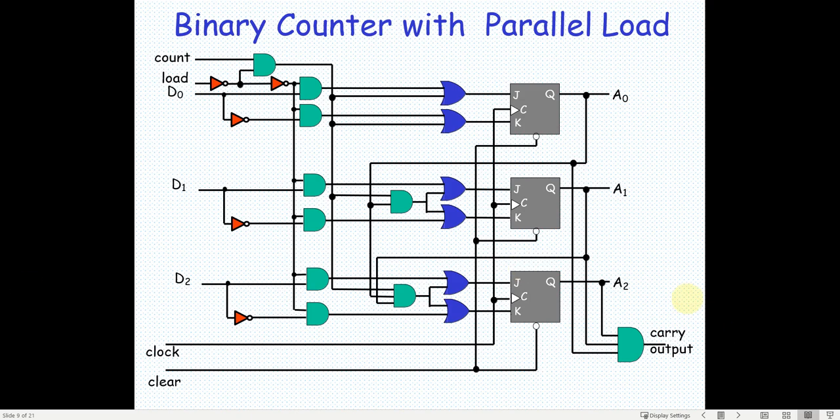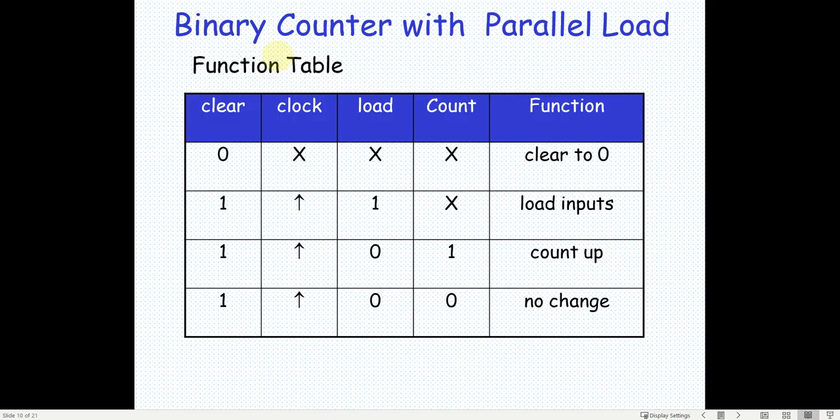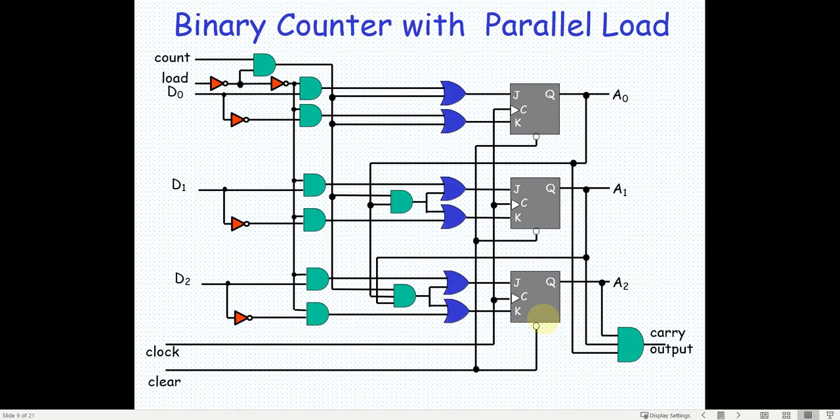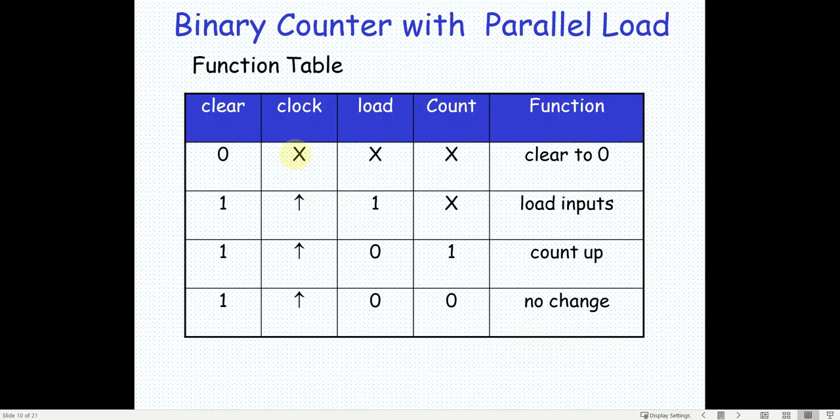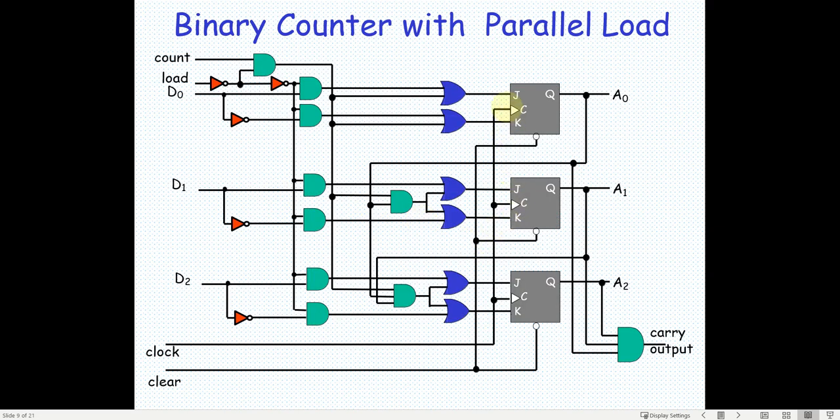Okay, so this is how we have a binary counter with parallel load. This is a function table for that. If clear is 0, which we are giving directly to all the flip-flops, we know that it is not dependent on clock, load, or count, so it will clear to 0. Whereas when the clock goes high, because this is a positive edge triggered flip-flop, see there is no bubble here, so it means it's positive edge triggered.